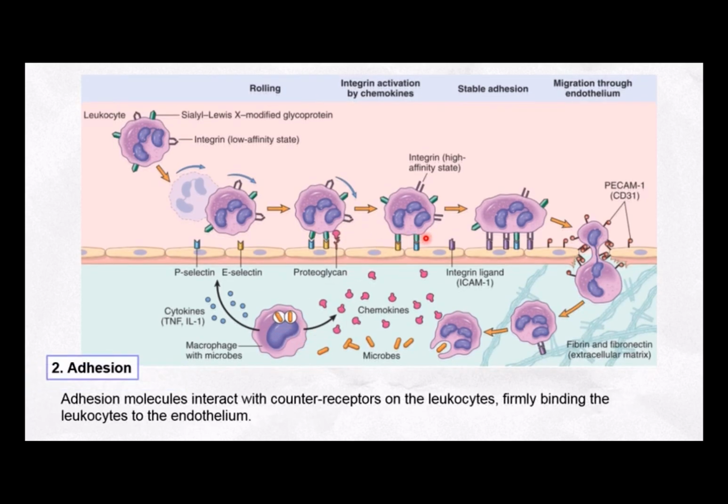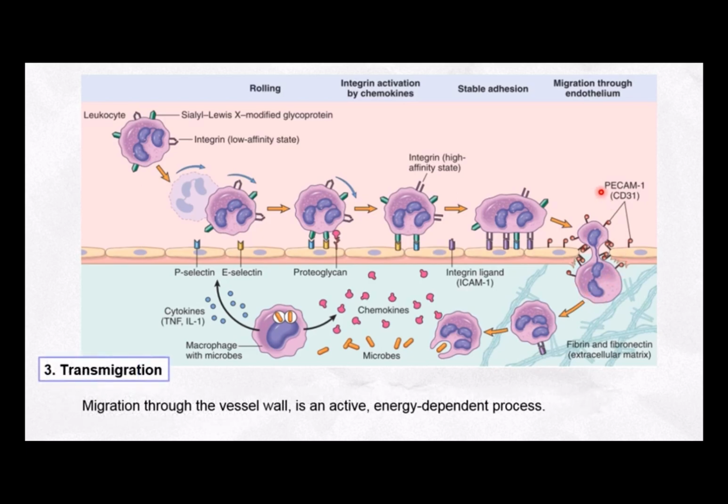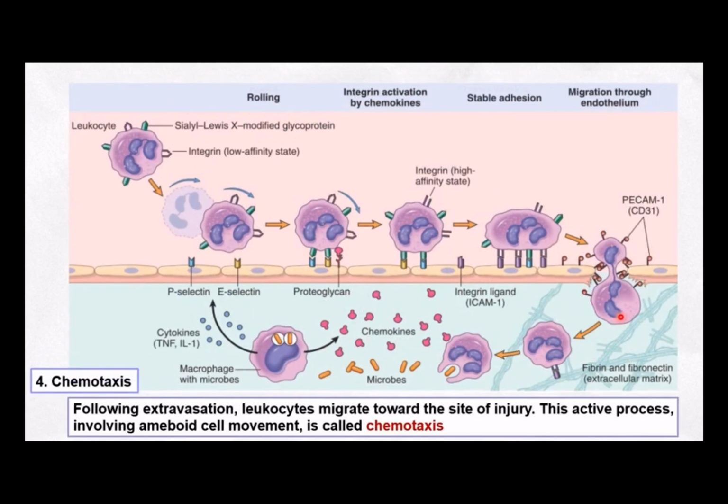The second step is adhesion. High affinity states of integrin expressed on the surface of leukocytes combine with the integrin ligand and mediate firm adhesion of leukocytes to the endothelium. Then, PECAM-1 expressed on the surface of these two types of cells mediates leukocyte migration through the blood vessel wall. Following extravasation, leukocytes migrate toward the site of infection or injury along a chemical gradient by a process called chemotaxis. The active process involves amoeboid cell movement.